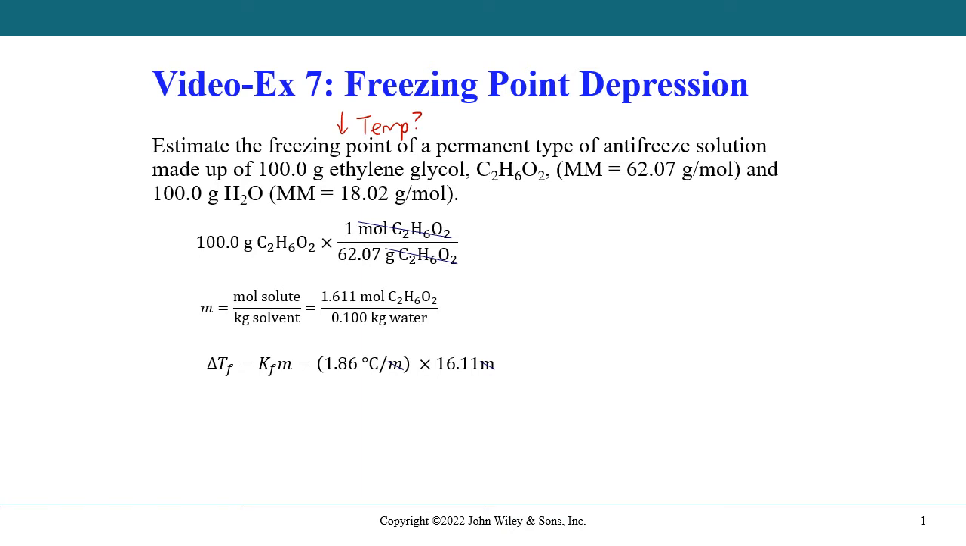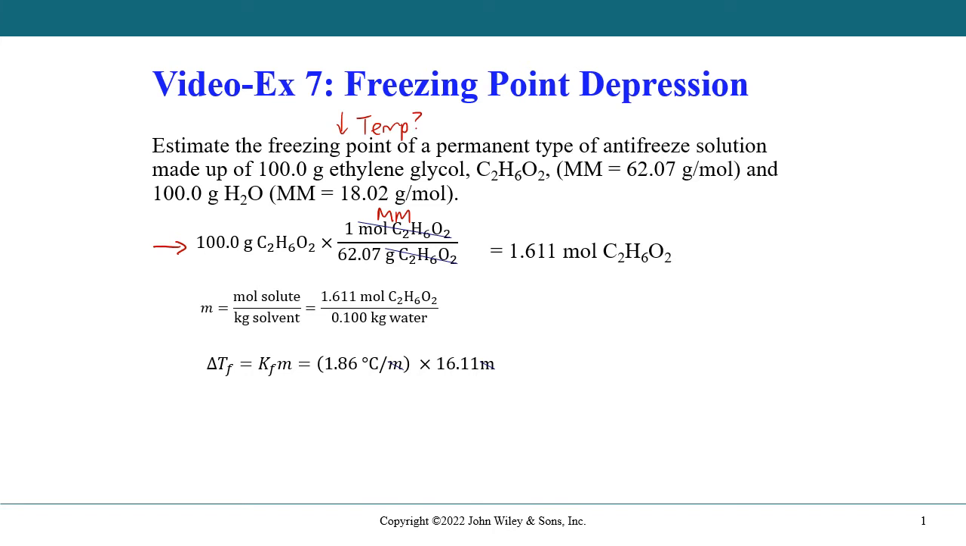Okay, so we can start this problem by working out the number of moles of the solute. Remember, the solute is the ethylene glycol and the solvent is water. So we can work out the number of moles of the ethylene glycol by doing the calculation as indicated over here. Okay, so we take 100 grams and we work, this is the molar mass, and we end up with the number of moles of the ethylene glycol.